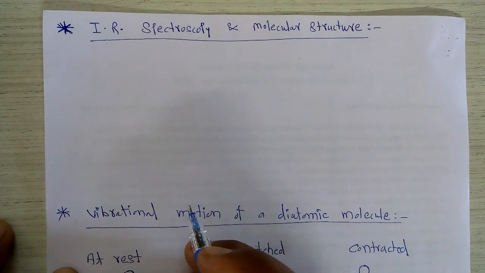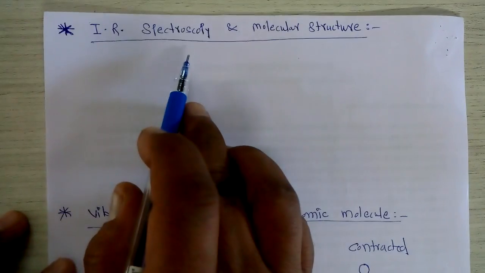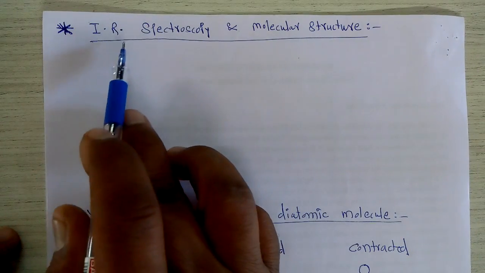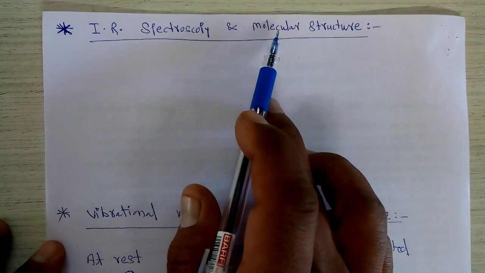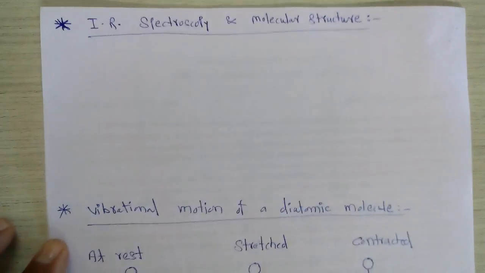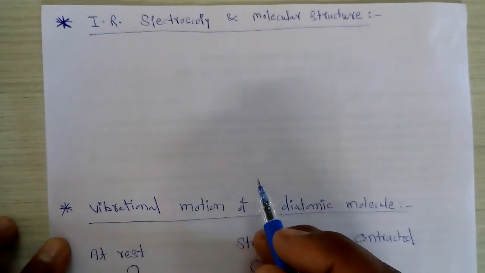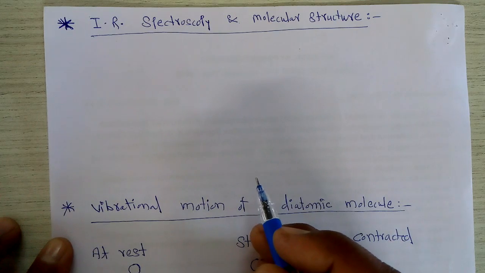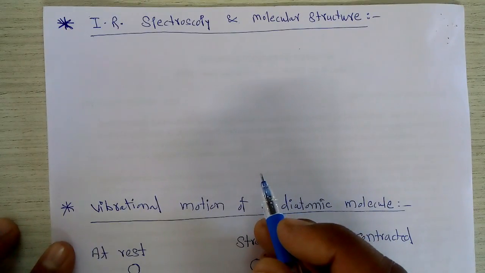Now today we are going to take the second type of spectroscopy, that is IR spectroscopy, or infrared spectroscopy, for the elucidation of molecular structure. This is the second most important spectroscopic method, or one important analytical technique for the study of molecular structure.